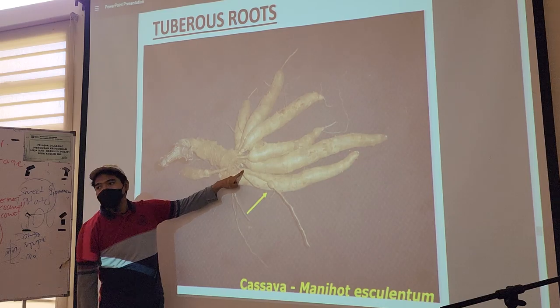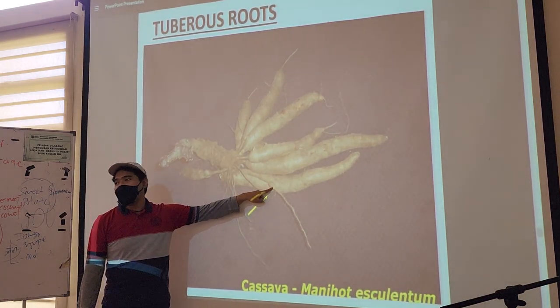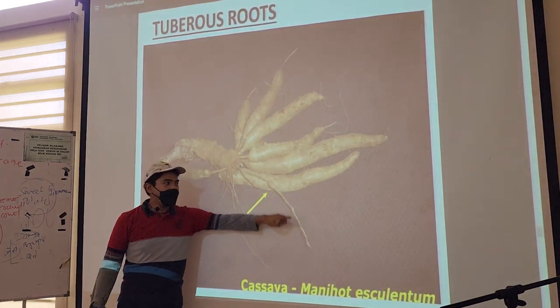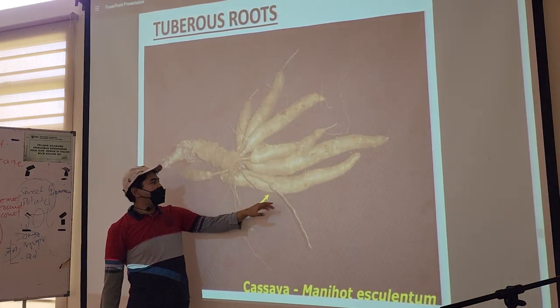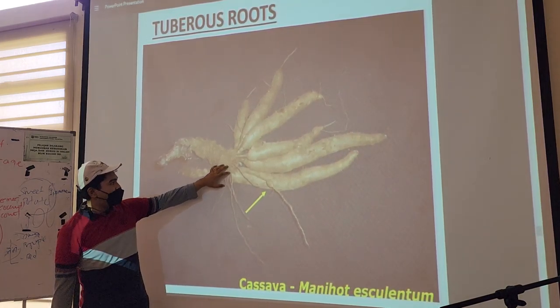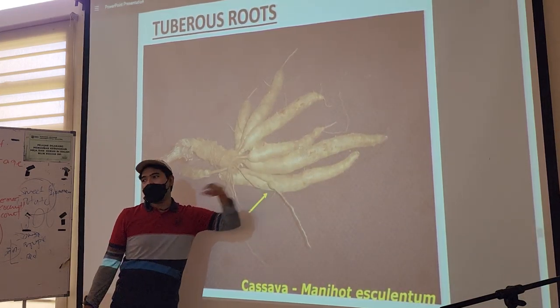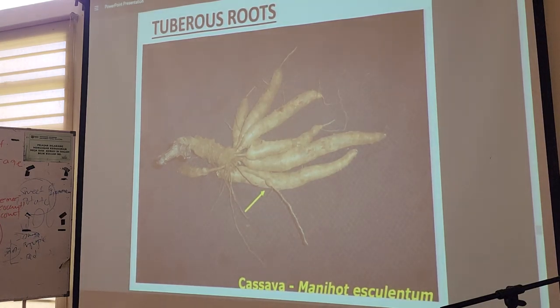See, this is the original adventitious root. When the time comes, it starts to swell up. The rest of it still hasn't swelled. If it has finished swelling, it becomes like this. So this is the progress. It becomes all of this adventitious root. Then it swells, becomes bigger and bigger, and you get your ubi kayu. Have you eaten tapioca? All right.